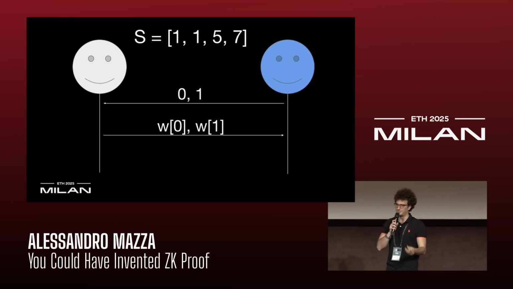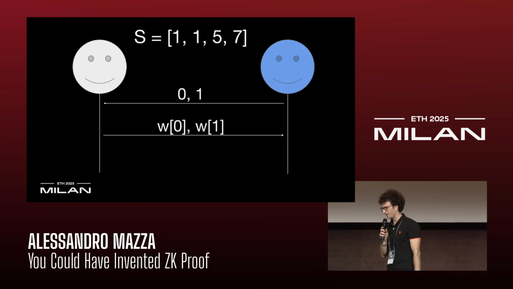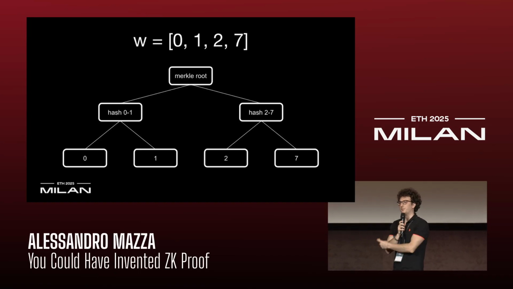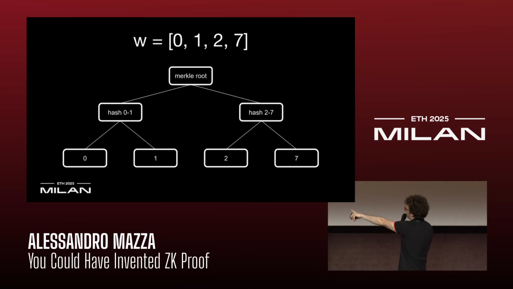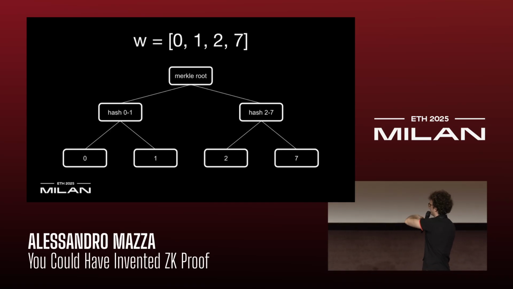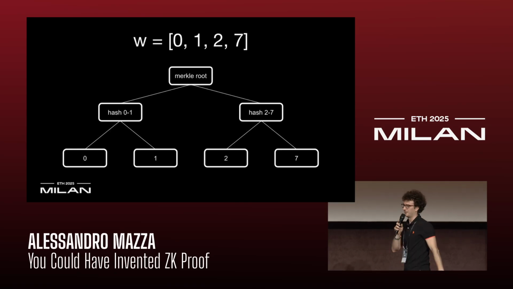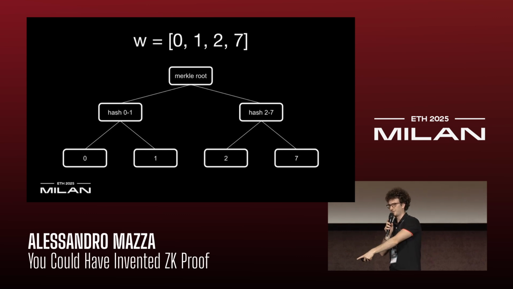He needs to do a commitment to W before the protocol begins. For example, we can use a Merkle root to commit to all the elements of W. So we have our W, and we put all the elements of W in the leaves of the Merkle tree, and then we create the Merkle tree, and we generate the Merkle root. The Merkle root is the commitment that Paul makes to all the elements of W.